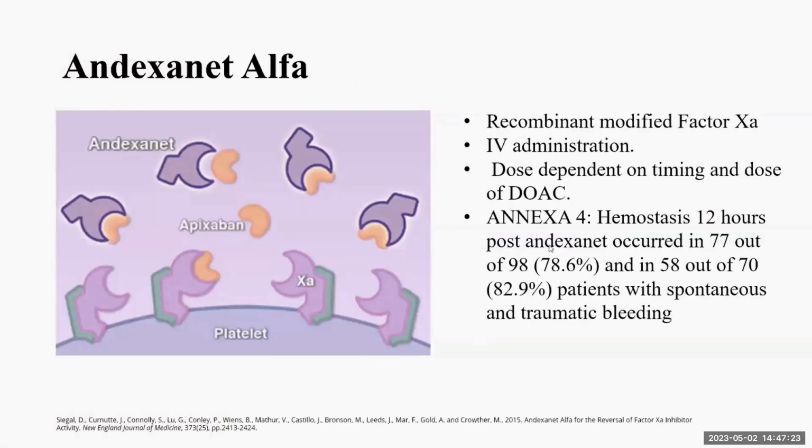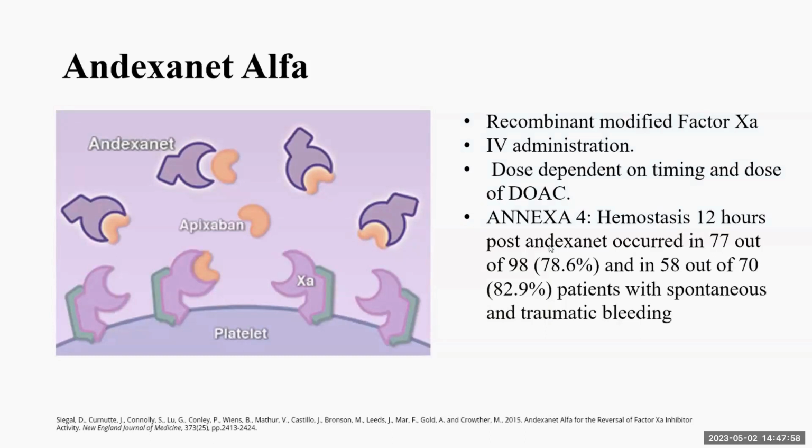Andexanet alfa is a specific reversal agent. It's a recombinant modified version of factor Xa, catalytically inactive, and it functions as a decoy protein. So it binds factor Xa inhibitors in the intravascular space. Andexanet is given intravenously, and the dose is dependent on the DOAC, whether it's rivaroxaban or apixaban, and the timing of the last administration.